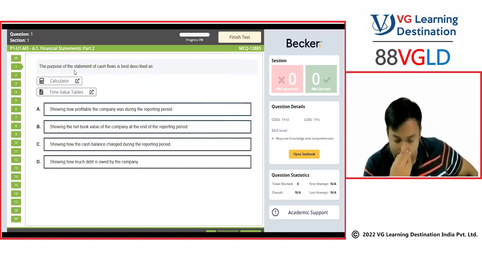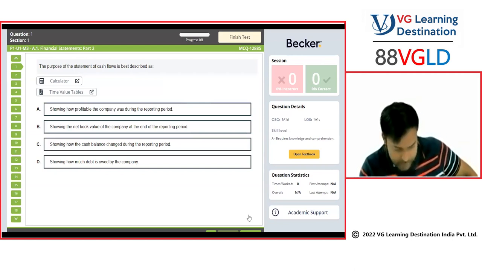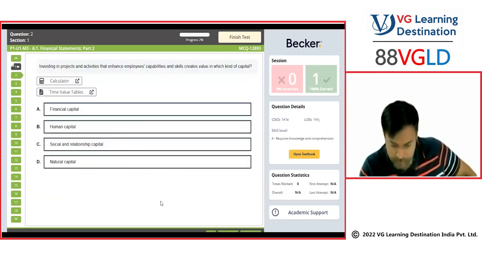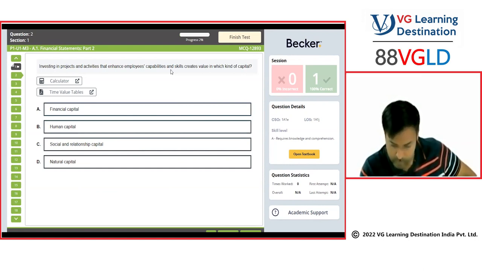The purpose of the statement of the cash flow is best described as, everyone is saying, C, showing how the cash balance changed during the reporting period. Correct. Very nice. Next: investing in the projects and activity that enhances the employee capabilities and the skills creates the value in which kind of capital? Human capital? Good.